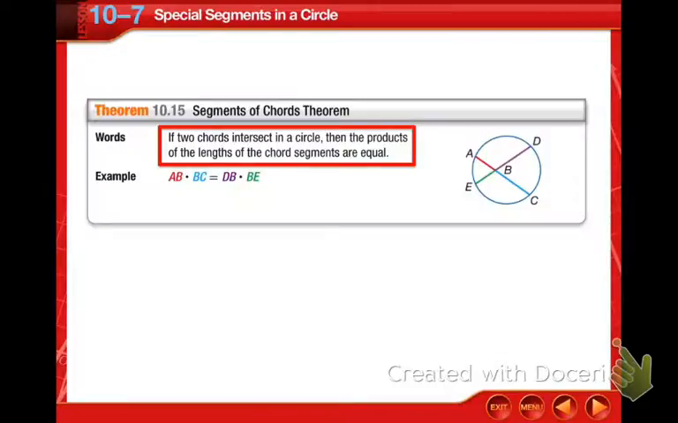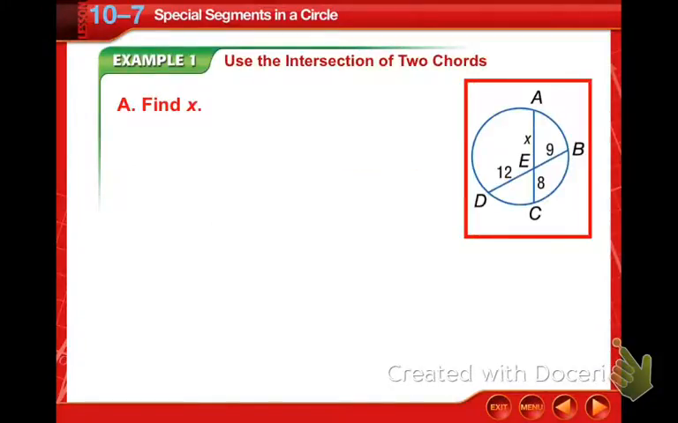So here's our first theorem. If two chords intersect in a circle, then the products of the lengths of the chord segments are equal. So we're going to multiply the red by the blue and the green by the purple, set them equal to each other, and solve for whatever we need to within that. So our first one here, we need to find x.